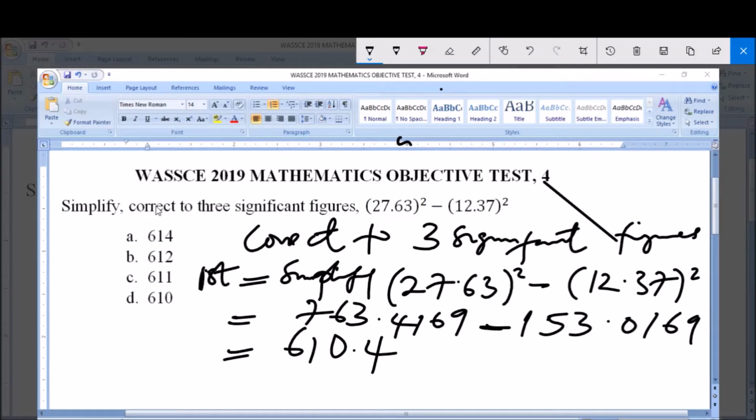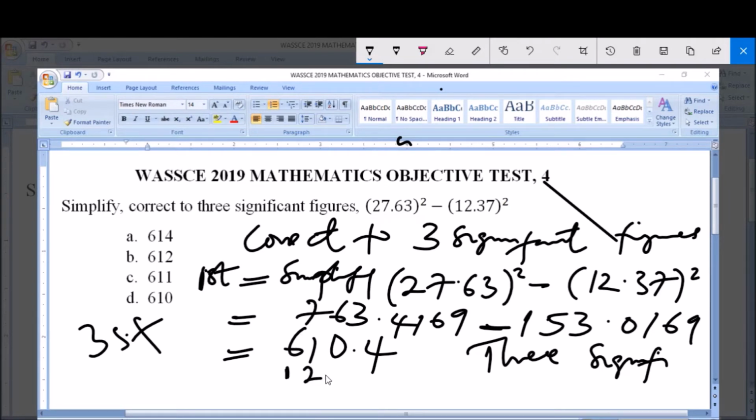Now the question is telling you to simplify it correct to three significant figures. Now significant figures refers to all the digits starting from what? The first non-zero digit. Now you are asked for three significant figures, so the three significant figures starting from the first non-zero digit. Now 6 is the first non-zero digit, 1 is the second, and 0 is the third.